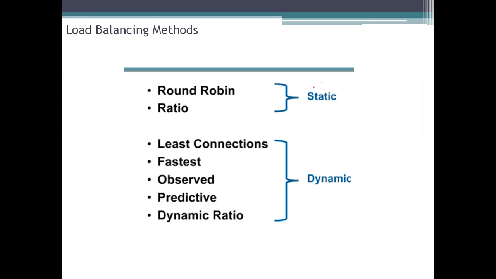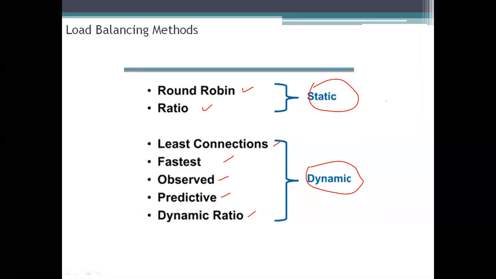These are the load balancing methods. There are two static methods: one is round robin, and one is ratio. And when we talk about the dynamic ones, there are least connection, fastest, observed, predictive, and dynamic ratio. So these come under load balancing methods. So why do load balancing methods come in, and when?